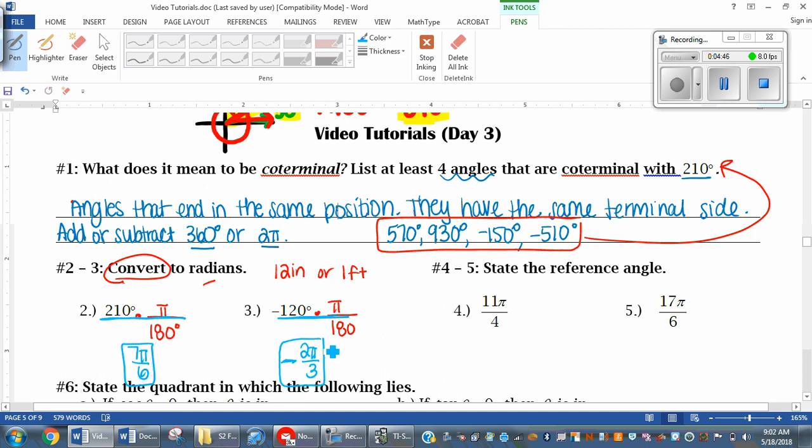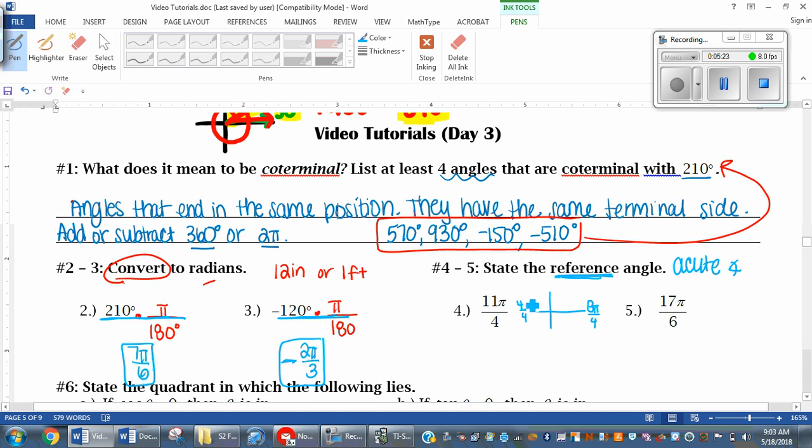All right, reference angle is another new topic. These all look similar, but they mean totally different things. Reference angle means that I want an acute angle using this angle here, 11 pi over 4. We have to figure out where 11 pi over 4 is. Well, this is 4 pi over 4, because that would reduce to 1 pi. This is 8 pi over 4. So I'm adding 4 each time.